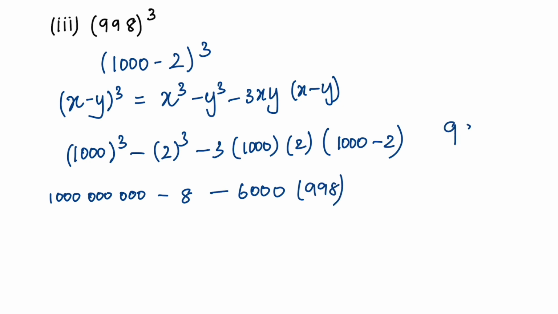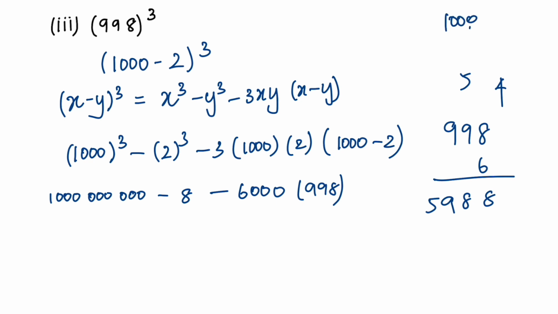Okay, first let us find 998 times 6. 8 times 6 is 48, and that gives you 4. 9 times 5 is 45. 9 times 6 is 54. 54 plus 4 is 58. We have a 5. And again 9 times 5 is 45. 9 times 6 is 54. 54 plus 5 is 59. So 5988.